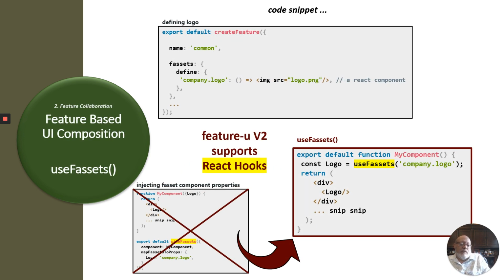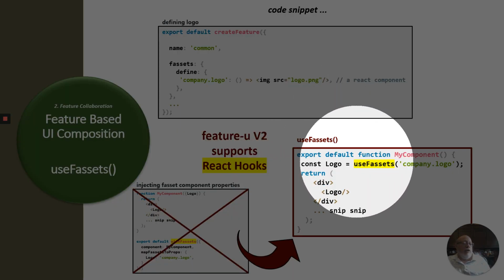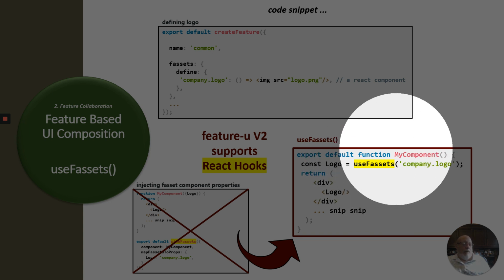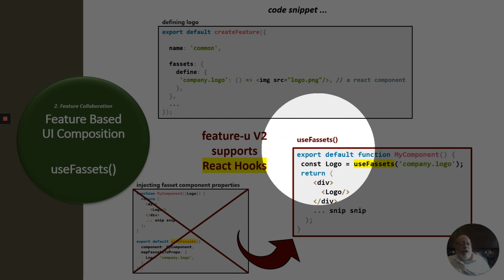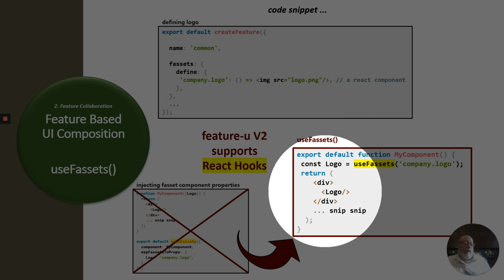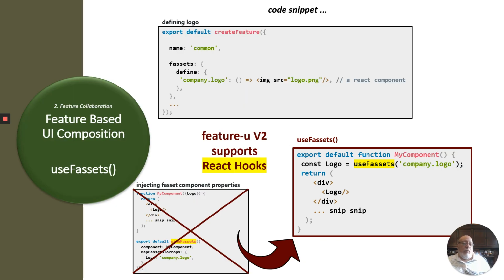So there is an actual easier way with the advent of React hooks. React hooks was introduced earlier this year. And so basically, this is a simpler example using React hooks. Feature U provides the useFacets, and this is a custom React hook. And so within the MyComponent, the very first function, it says, I want to use the facet that matches company.logo. That returns that. We hold on to it as a local variable. And again, simply instantiate it with the standard JSX syntax. So I think React hooks is a very popular option, and feature U supports it as of version 2. And so this is a much simpler example of accessing facets within your components across feature boundaries.